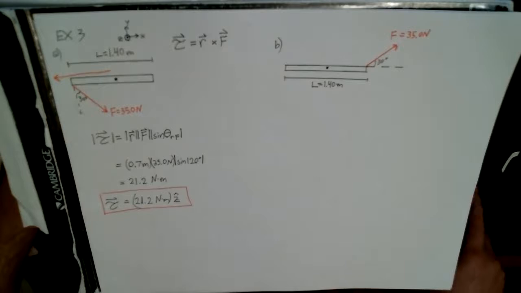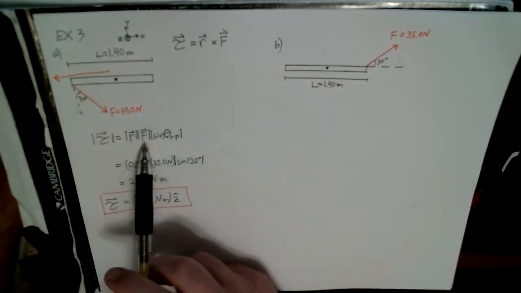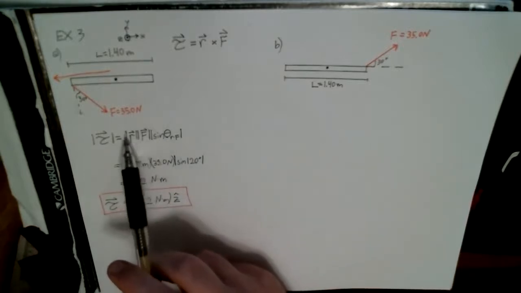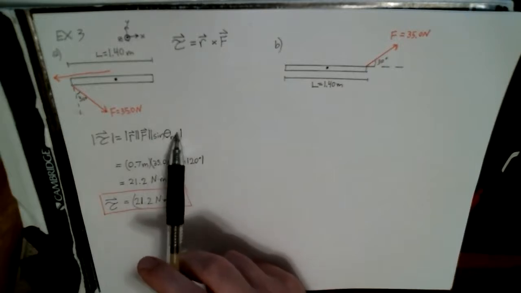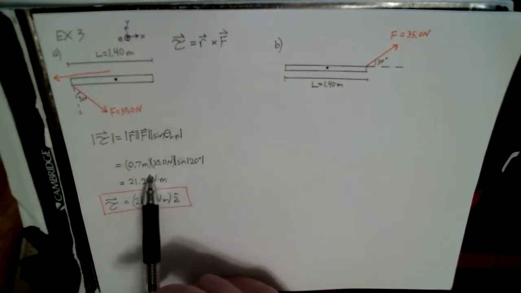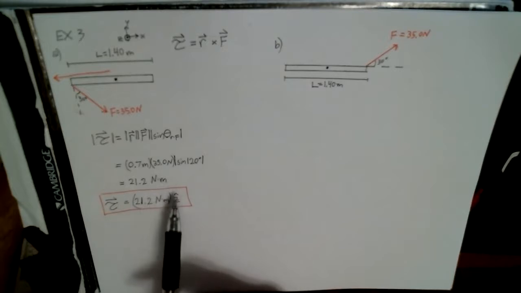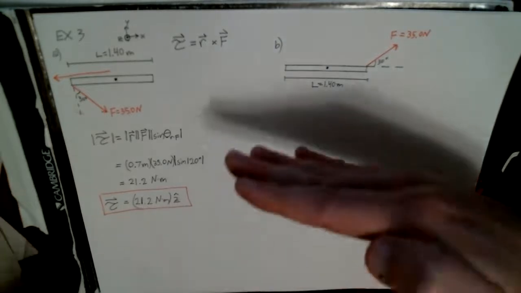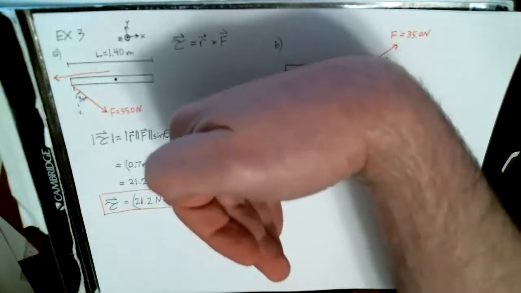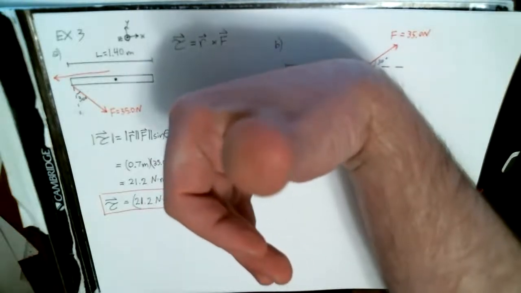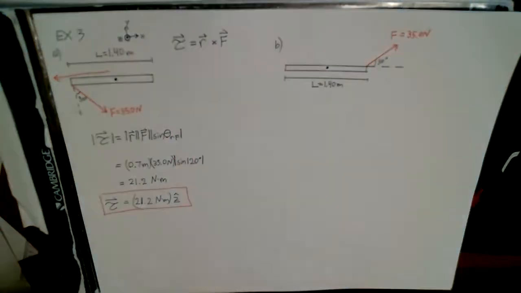So what we did here was we first calculated the magnitude of the torque using the magnitude of r times the magnitude of F times the absolute value of the sine of the angle between our vectors. And once we have the magnitude, we assign the direction using the right-hand rule. Point our fingers along r, curl along F, and then our thumb points in the direction of the torque tau.